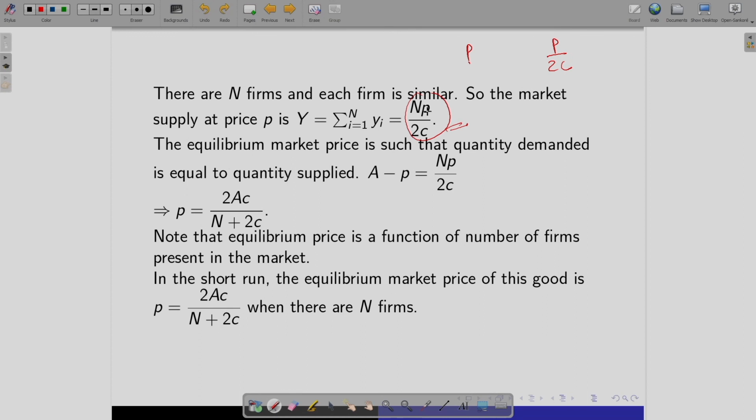Now, if I plug in the price, what is going to be the market supply? It is going to be this much. Now, the market demand curve is this and the market supply is this, because we can write this as this equal to. Okay. Now, this supply curve is something like this.